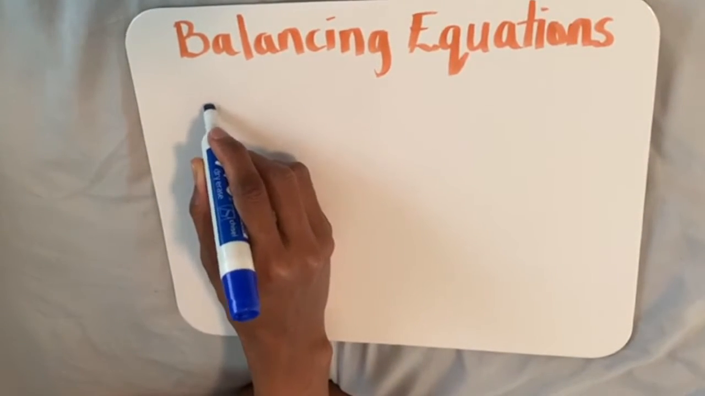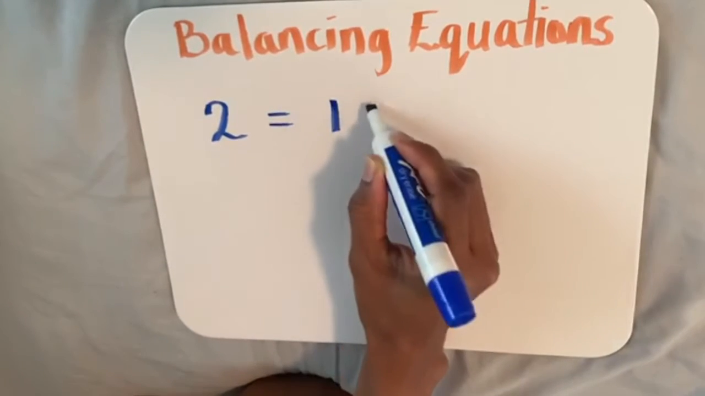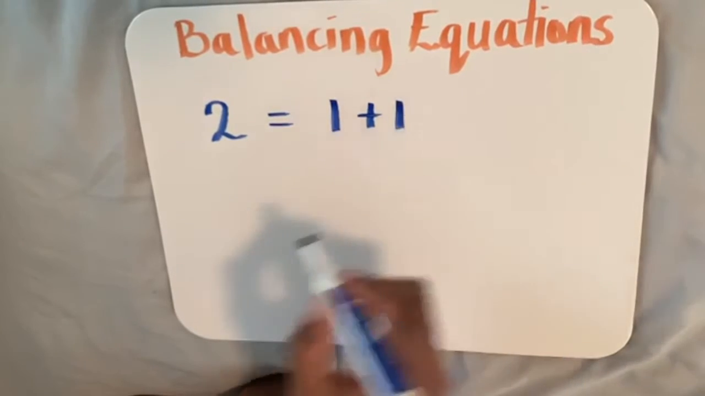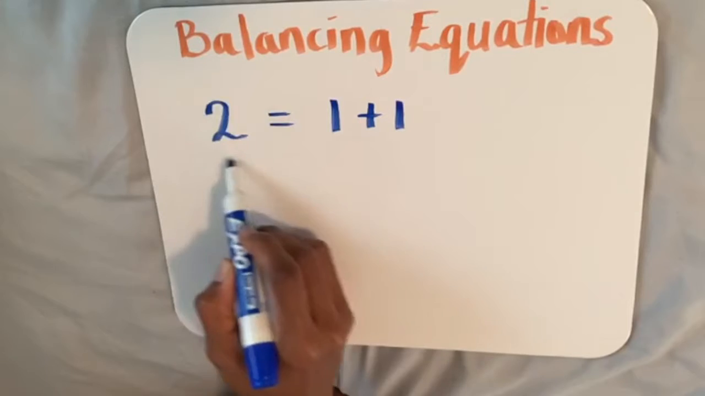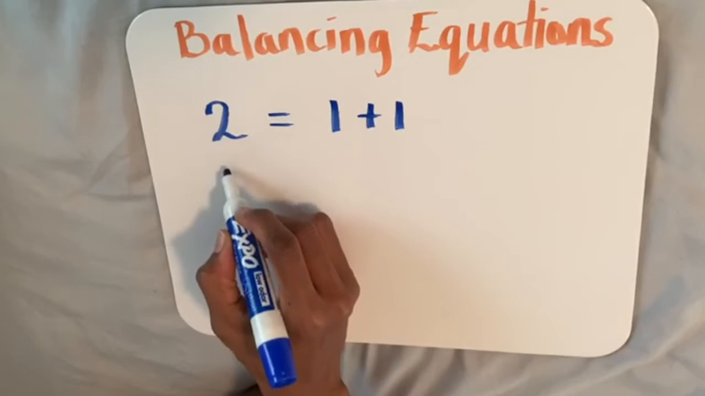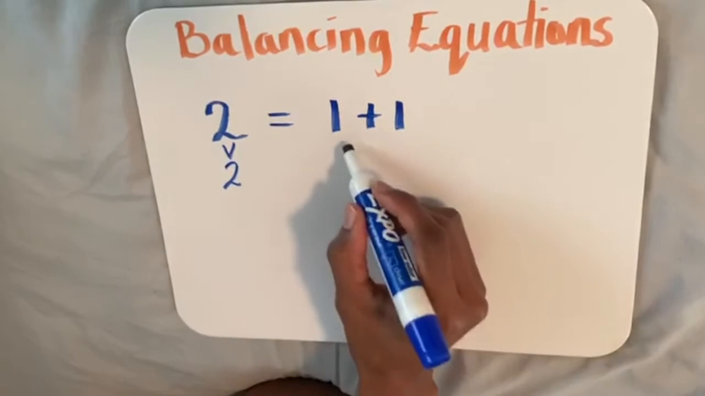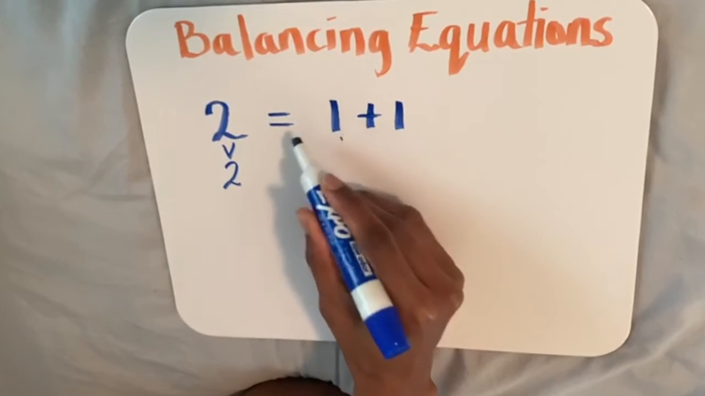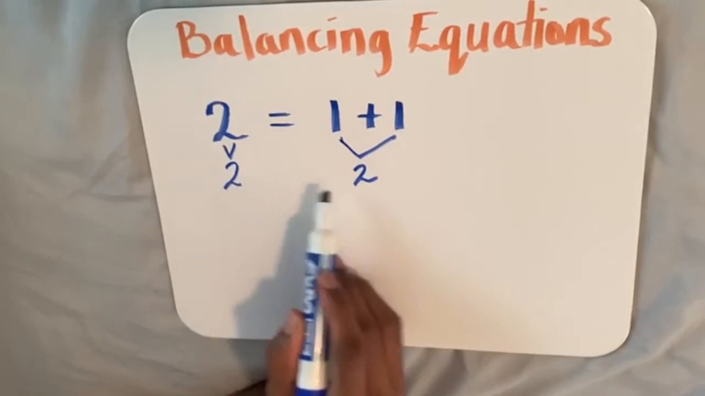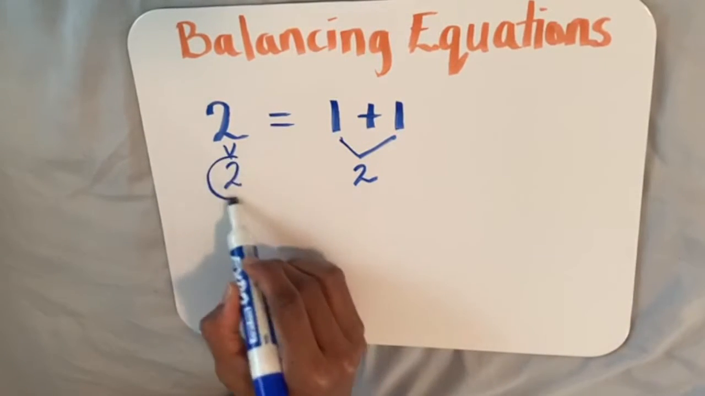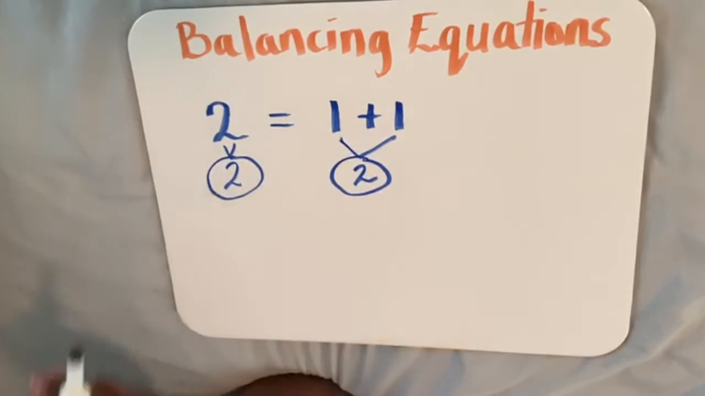For example, when I put 2 equals 1 plus 1, this equation is balanced because on this side of the equal sign, the amount is 2, yes? So that's 2. And on this side of the equal sign, 1 plus 1 is also 2. And 2 equals 2. They're both the same, so that means that it's balanced.